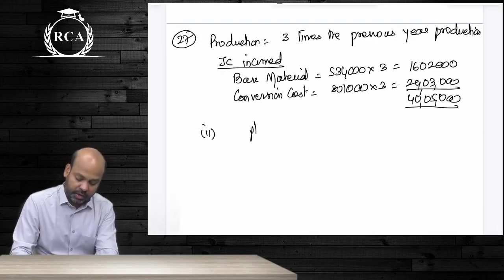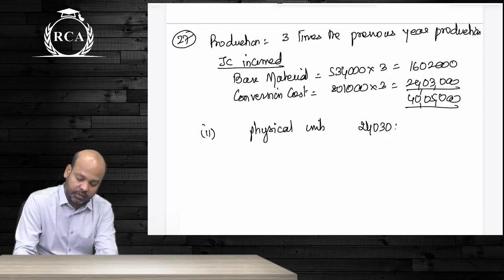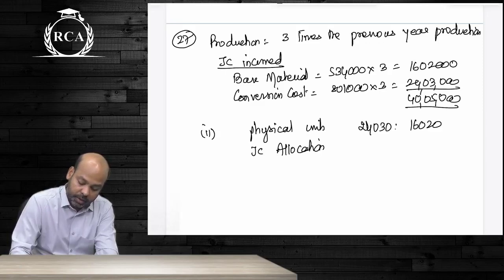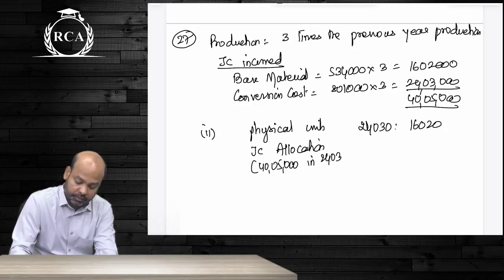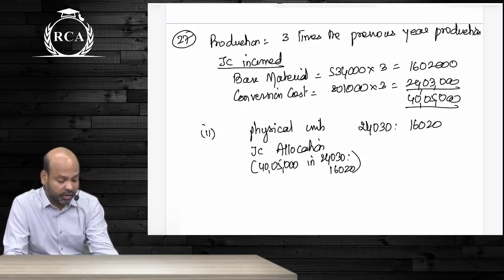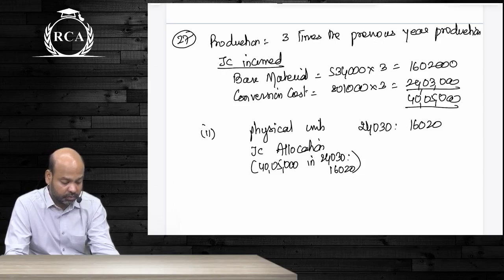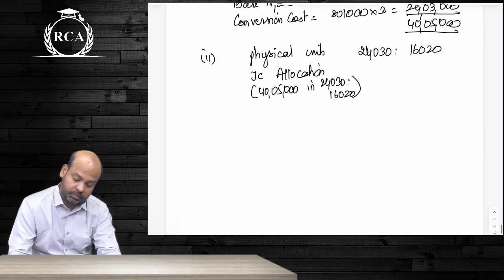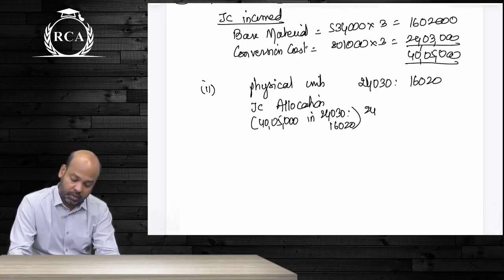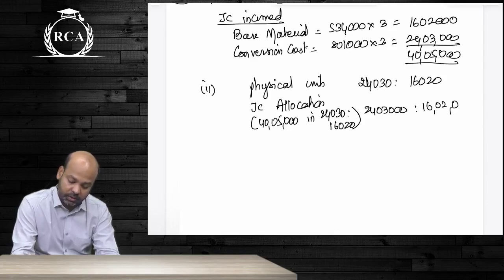Second bit guys, physical units के ratio में transfer करना था. Physical units beta were 24,030 is to 16,020. Joint cost allocation beta would be 40 lakhs 5,000 in the ratio of 24,030 is to 16,020. That'll be 24 lakhs 3,000 guys and 16 lakhs 2,000.